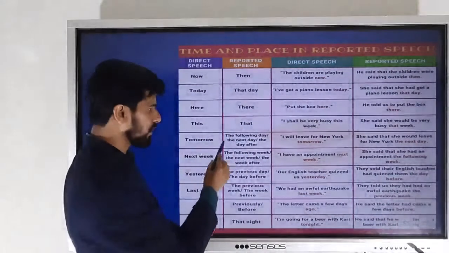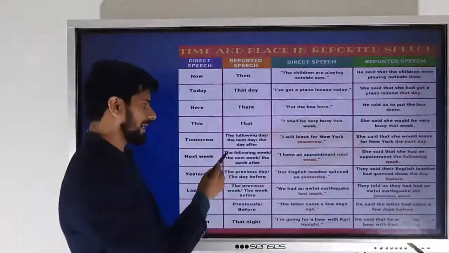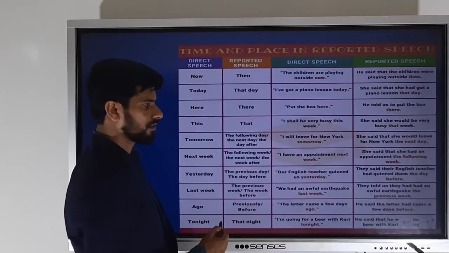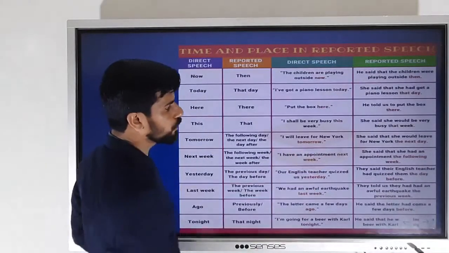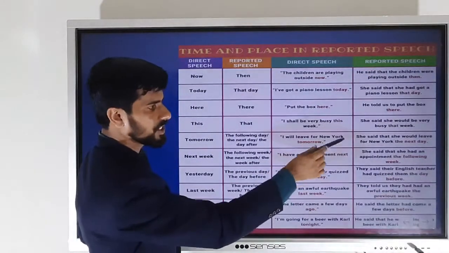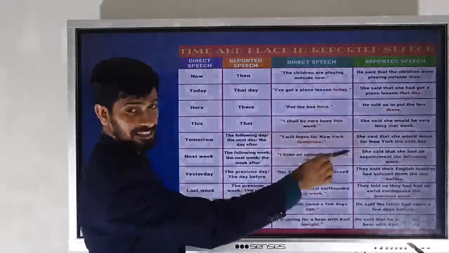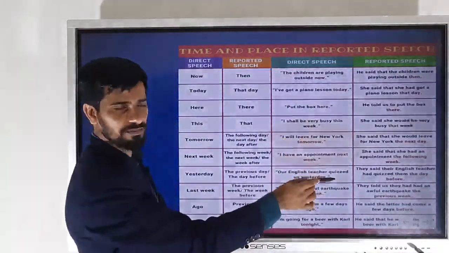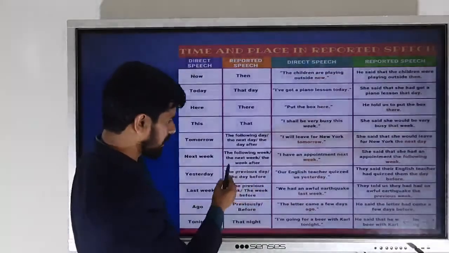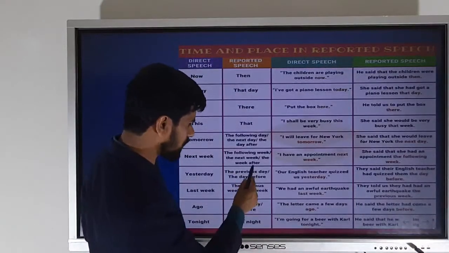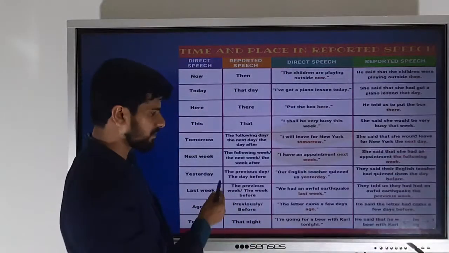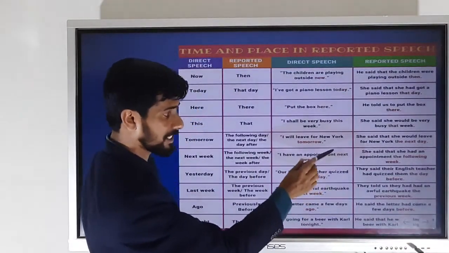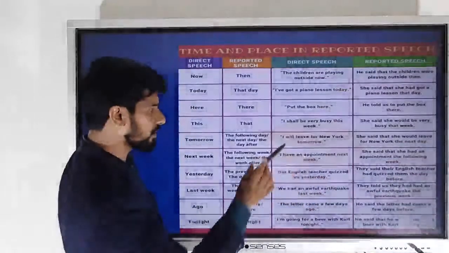What happens to tomorrow? Tomorrow is converted as the following day or the next day or the day after. Okay, I leave for New York tomorrow. She said that she would leave for New York the next day. "Will" becomes "would," and tomorrow becomes the next day. Okay, next week becomes the following week, or the week after. I have an appointment next week. She said that she had an appointment the following week.